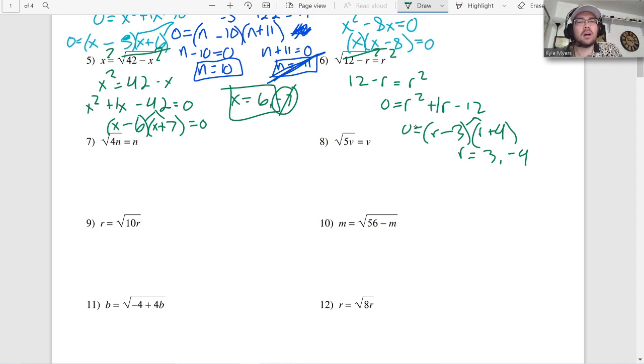So, oh, and we didn't eliminate the extraneous solution. It looks like it's going to be that negative 4 again. Yeah, because that's going to be 16.